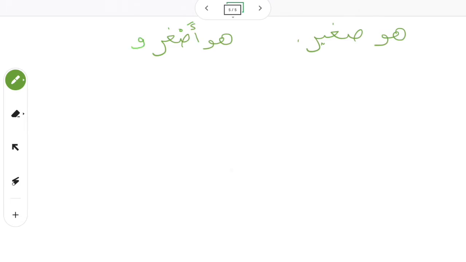If I say huwa asghar walad, he's the youngest boy. Huwa asghar walad fi as-saf, he's the youngest boy in the class. When you use that, we take the ism tafdeel, we take the superlative, and you just follow it with ism nakira, an indefinite noun. And this is the same thing that we were doing when we learned ahsan.